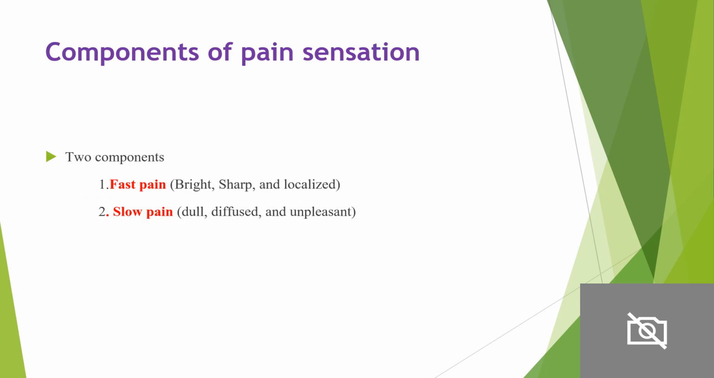Then we will see the components of pain sensation. Actually, there are two components of pain sensation. One is fast pain, another one is slow pain. Whenever the pain stimulus is applied, immediately the fast pain sensation appears. That pain is bright, sharp, and localized. Then it is followed by slow pain, which is dull, diffused, and unpleasant.